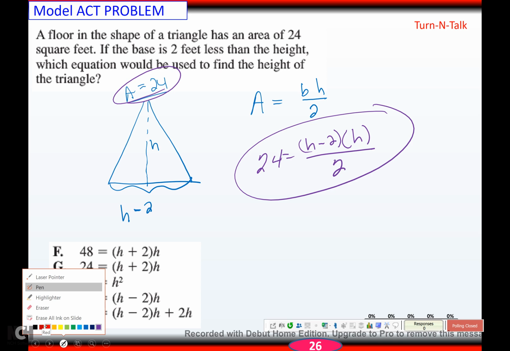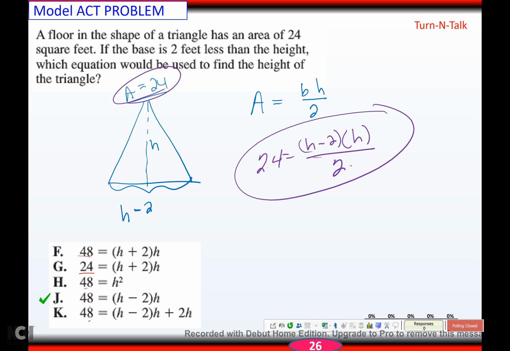Again, don't panic and think, oh, I did something wrong. See if they wrote your answer in a different way. Well, I notice other than this one, all this side is 48, which is double that. Oh, they got rid of this denominator. So times 2 gives me 48 equals h minus 2 times h. And that would be this equation. Okay?